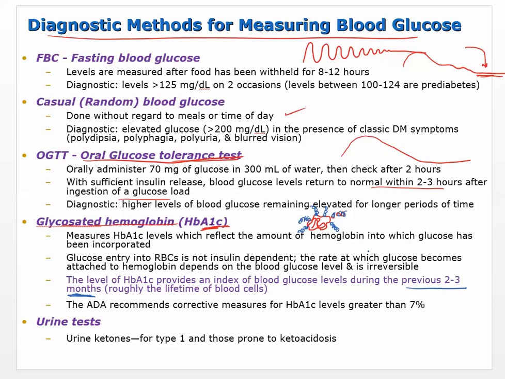So it gives an average. It doesn't just look at what you had for dinner yesterday. It keeps track of it over a period of time.